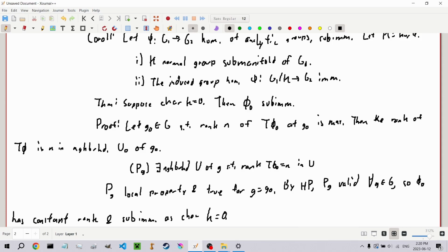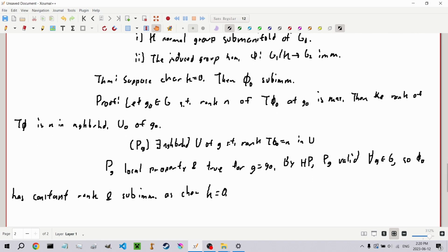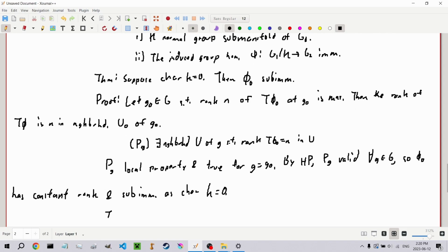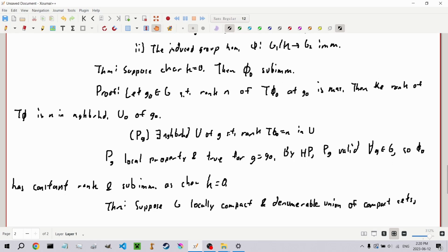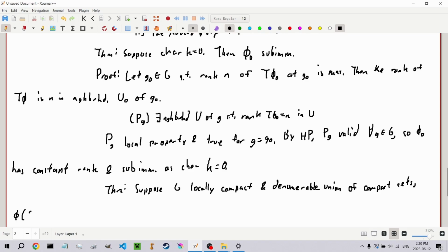Alright, we got another theorem here. Suppose that G is locally compact and is a denumerable union of compact sets, and that phi of G being G x naught is locally closed in X.